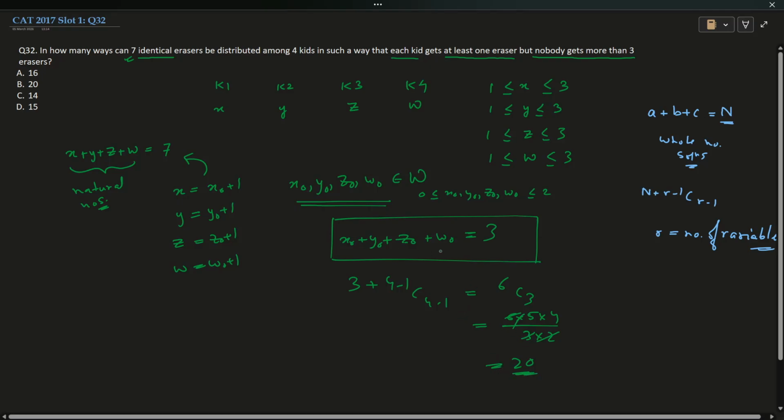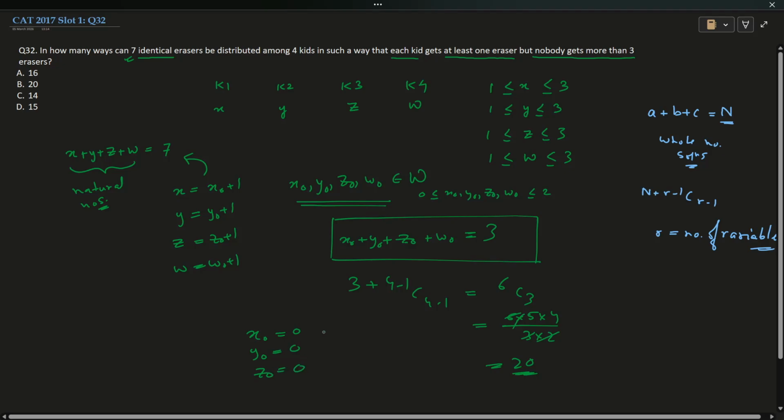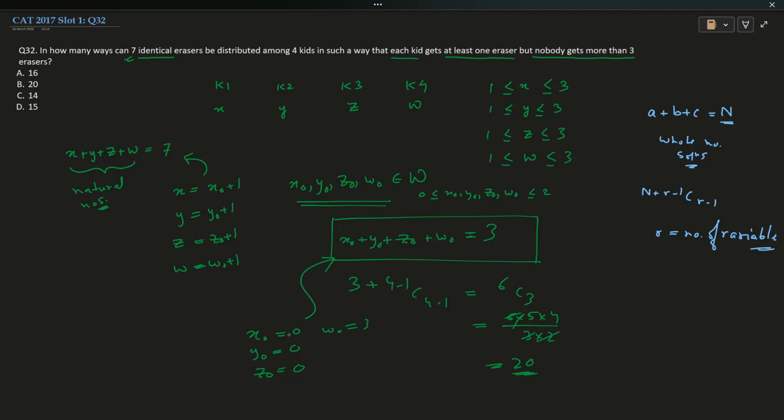because in this case we are considering the whole number solution, right? That means I have taken x naught equal to 0 in one case, y naught equal to 0 in one case, z naught equal to 0 in one case, and w naught equal to 3. This will also satisfy this equation, right? These are whole number solutions. But is w naught equal to 3 possible? No, w naught can have a maximum of 2.